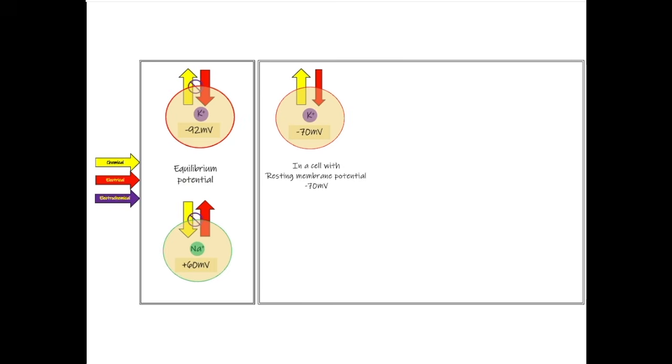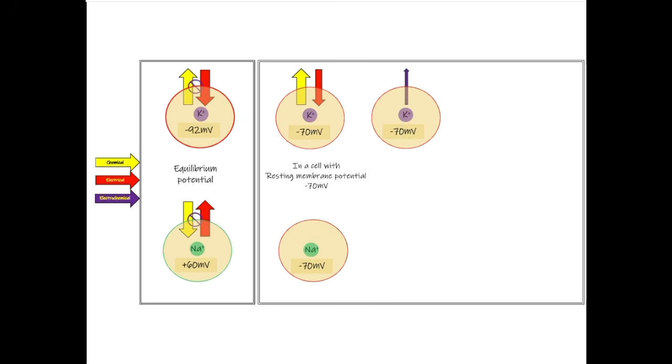But notice how I've drawn the size of this arrow smaller than what we had previously. This arrow represents a magnitude of negative 92, and that would exactly oppose the chemical gradient. This arrow only represents a magnitude of minus 70, which means our electrical gradient is smaller than our chemical gradient. So in this setting, our electrochemical gradient would be directed out of the cell.